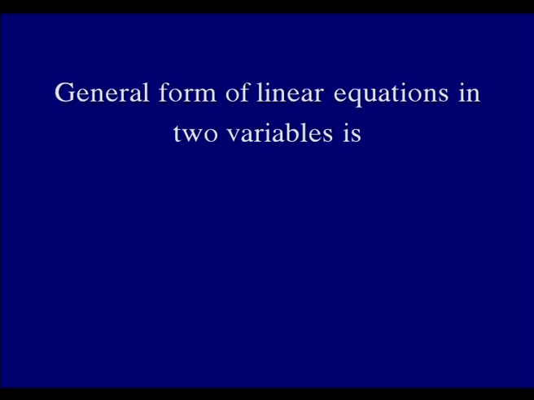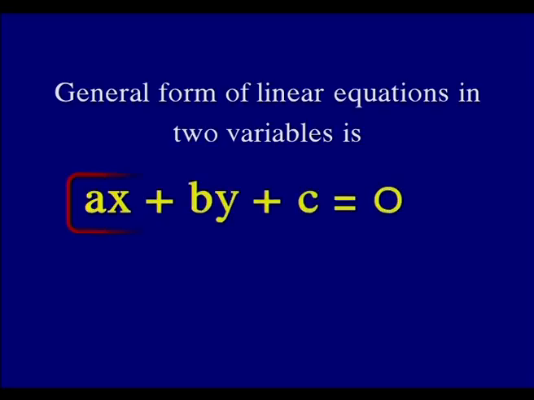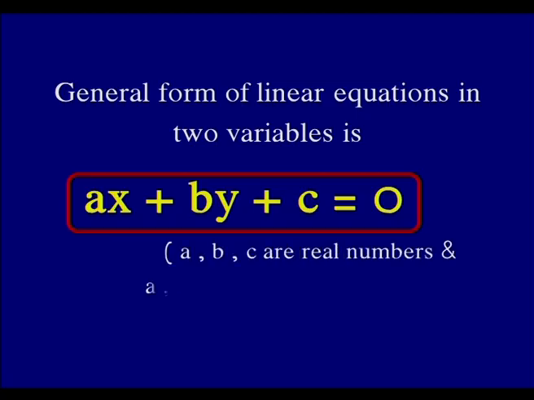Now, we will discuss the general form of linear equations in two variables, that is ax plus by plus c is equal to 0. It is called the general form of the linear equation in two variables, where a, b, c are real numbers and a, b are not simultaneously 0.